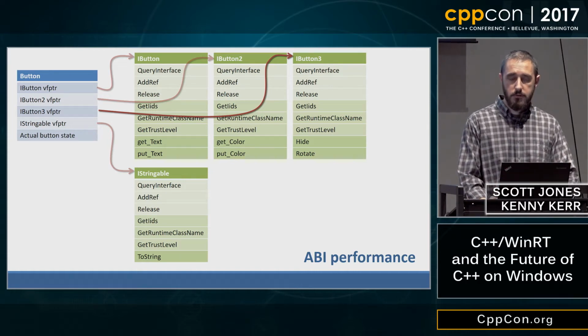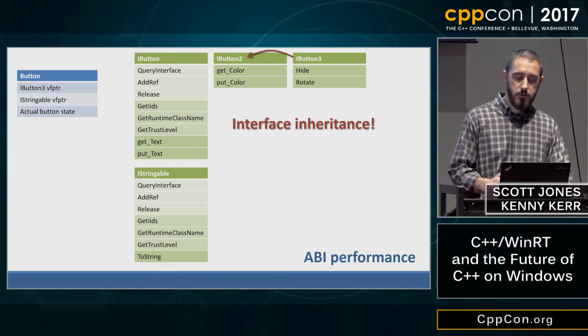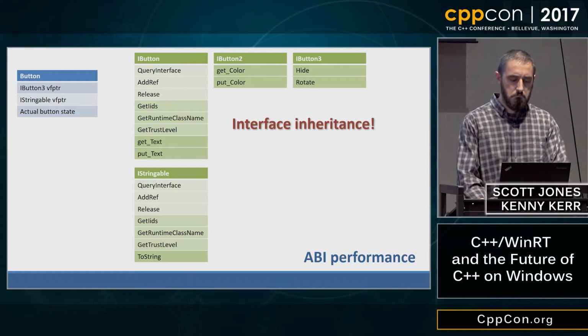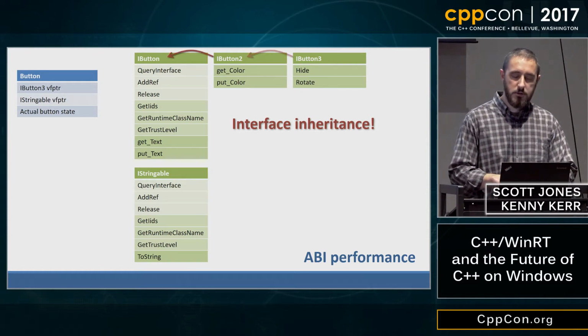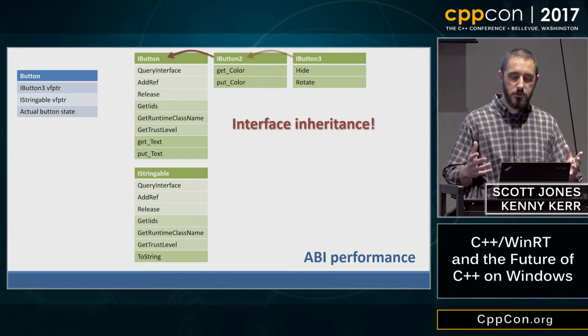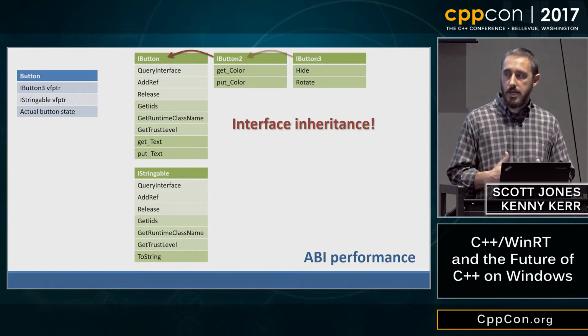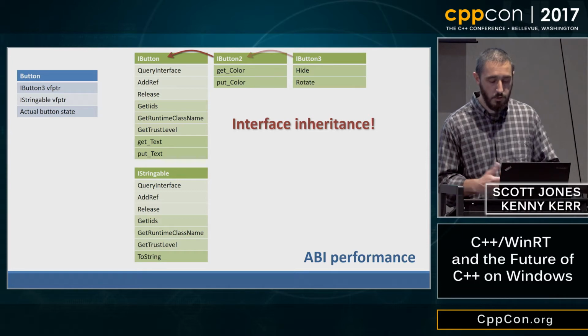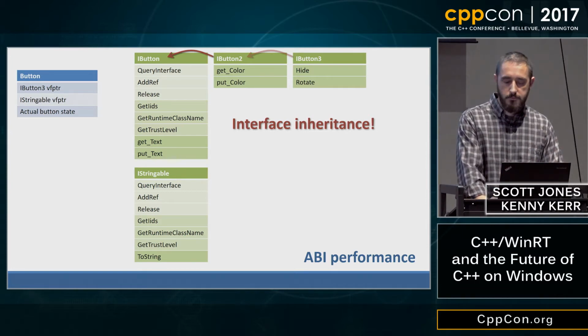Now the solution, if you've developed COM applications for years, might be obvious to you. Interface inheritance. We've had this for years, it's been around forever. Button 3 derives from iButton 2. iButton 2 derives from iButton. This is not a shocking revelation here. Every person I've talked to about the problem immediately jumps to the solution. It is clear that this would immensely help us from an efficiency perspective. So we're looking at how we can do that. But it's not only an issue for component authors.